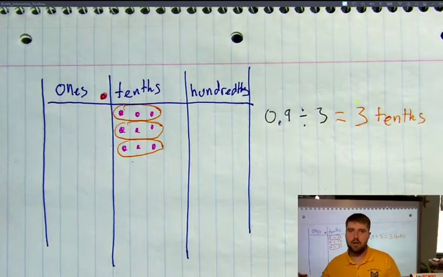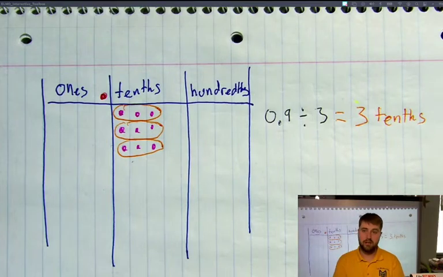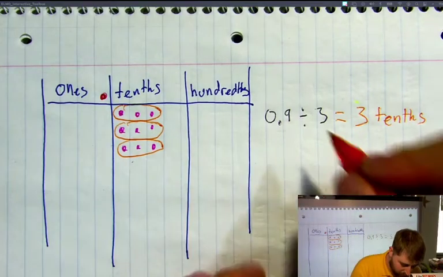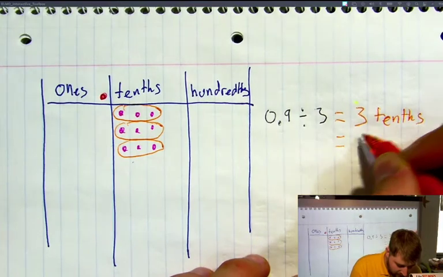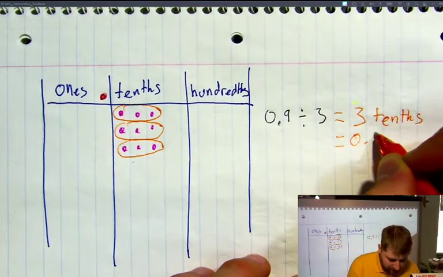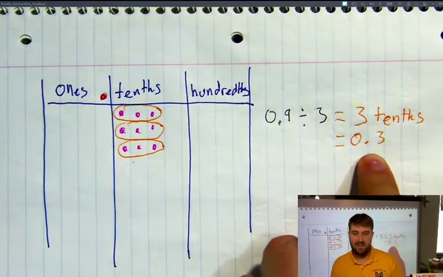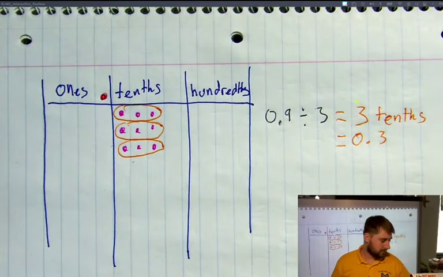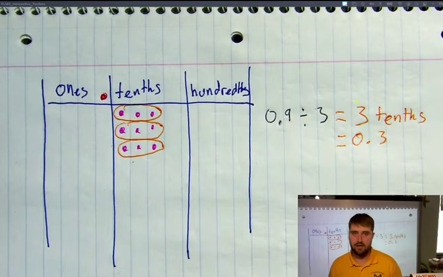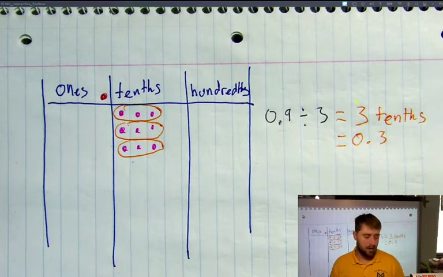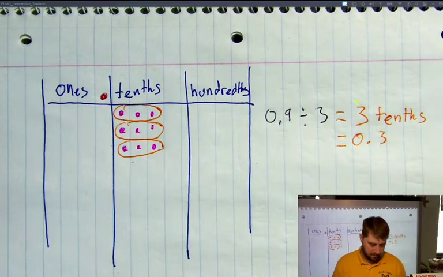Now, because we are all super smart mathematicians, we are also going to write this answer in decimal form, 0.3, or 3 tenths. Awesome. How are you feeling? So far, so good? Awesome. We are going to do another simpler one, and then we'll take on 2 tough problems.